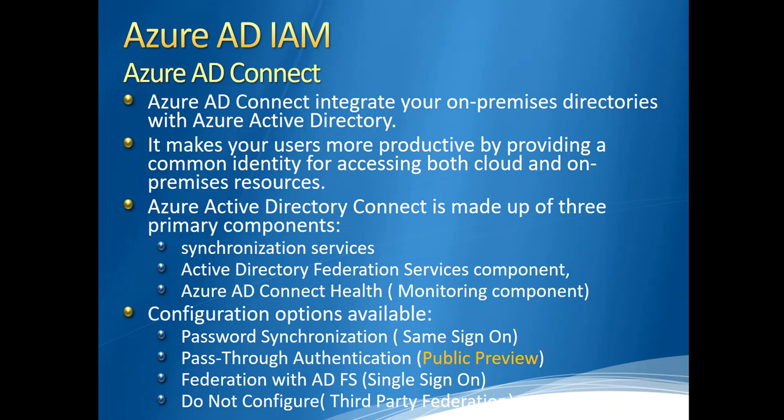Now some of the configuration options that are available. When you walk through the Azure AD Connect installation setup, you will see the options that are listed. The first one is password synchronization, which is equivalent to configuring same sign-on, wherein you will sync your user identities from on-prem to Azure AD along with the password hash.